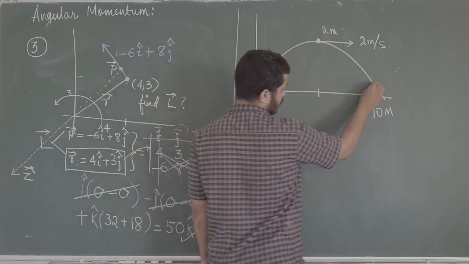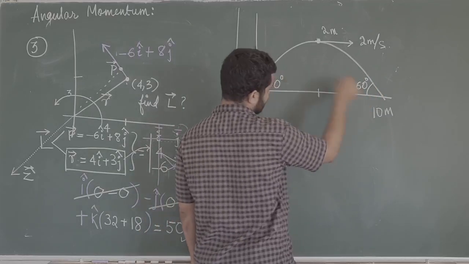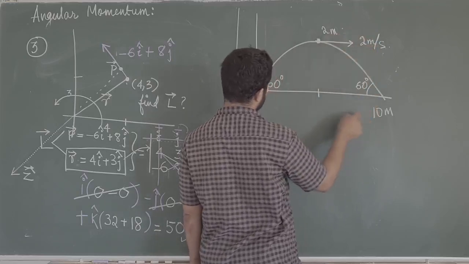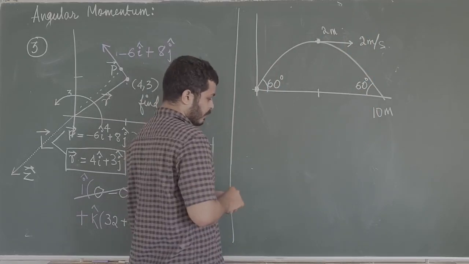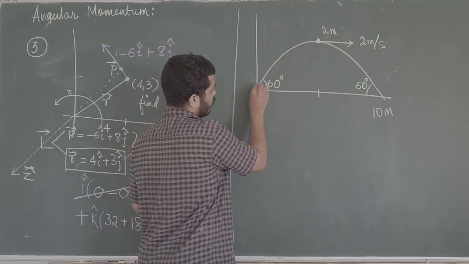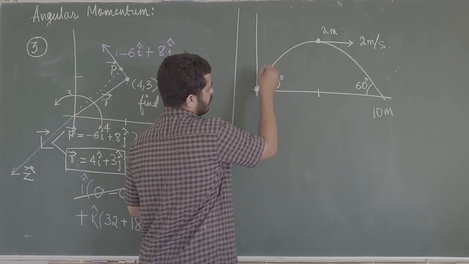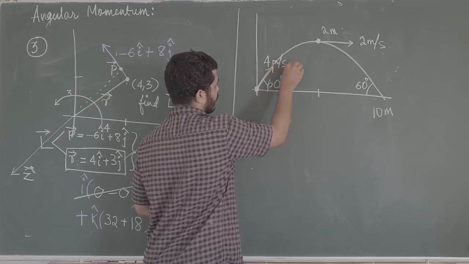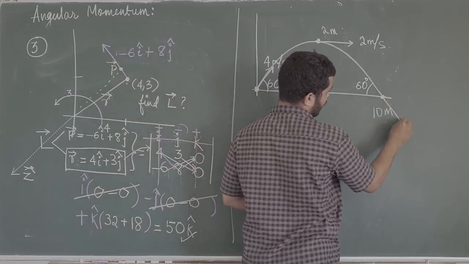Just saying, I'm not saying that this thing is happening on Earth. This is a projectile, so this angle is 60, that angle is also 60. This is 2 meters per second, that is 2 meter. This is 10 meters, so that is the range. Also, let us assume that at the initial point, somewhere over here, the velocity of this particle is around 4 meters per second. Okay, so initially it is 4, which means at this point also the value is 4.